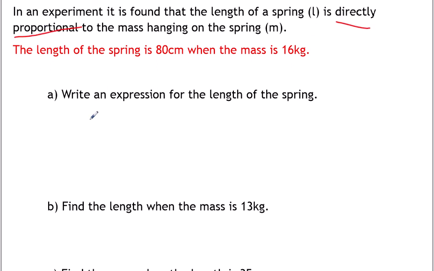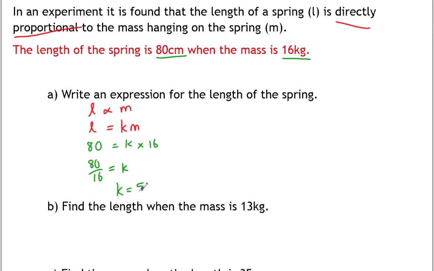Okay, worst lines ever. So L, I'll do a loopy L so it doesn't look like a 1. L is proportional to M. So L equals Km. Then you've got to put your numbers in. So our numbers for this question are 80 for the length and 16 for the mass. So 80 equals K times 16, or 16k if you switch it around, if you don't like having a times sign in there. To get k on its own, you do 80 divided by 16. 80 divided by 16 is k.